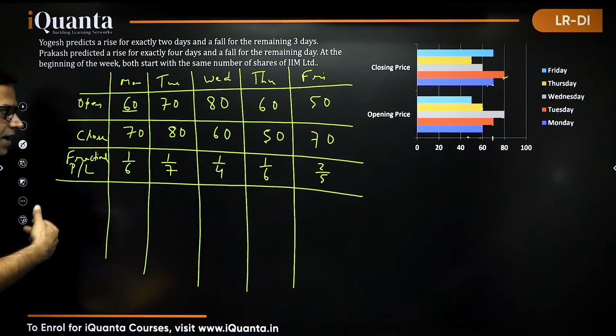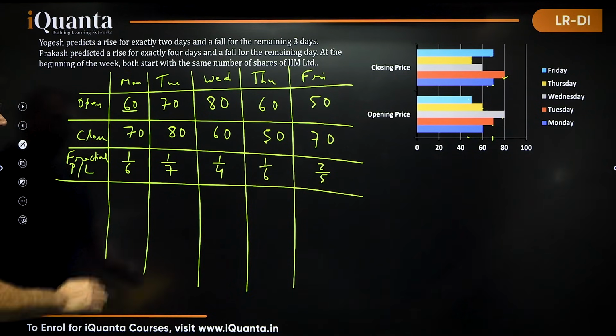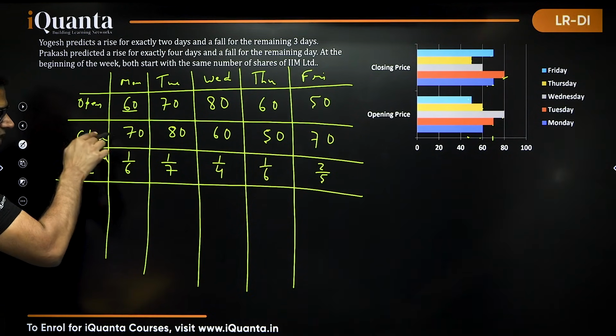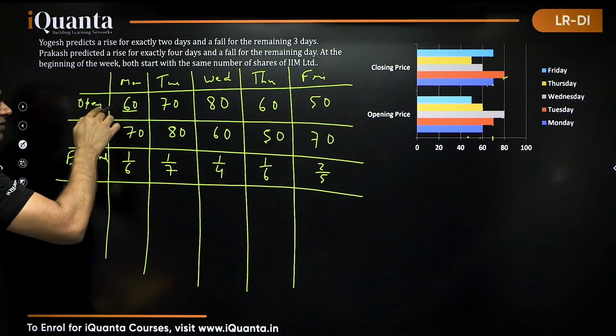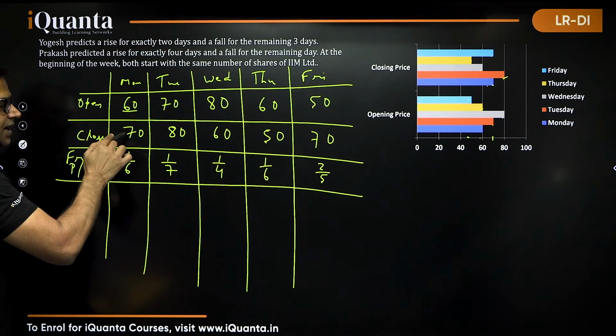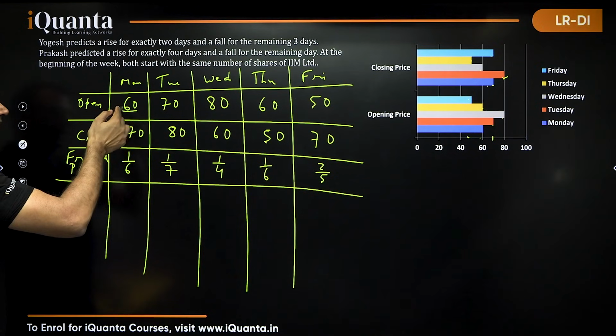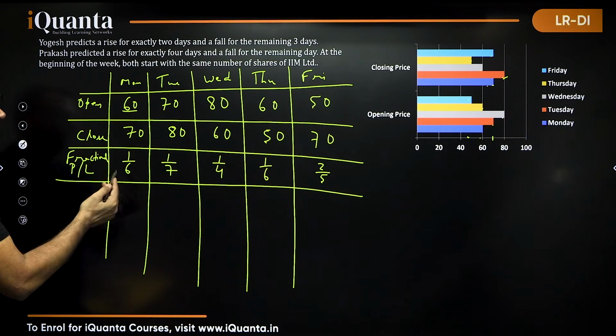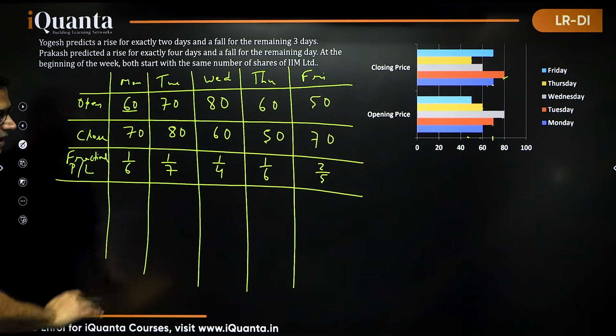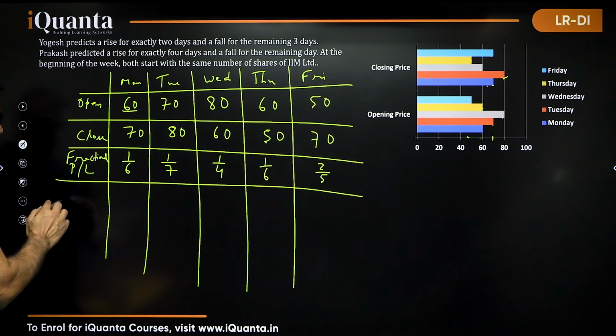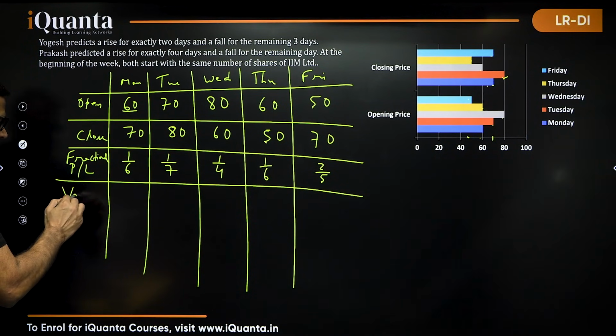So, if I am correct in the prediction of the market, here the market is rising, and if I predicted the market is rising, I would have gone for buying at opening and selling at closing. There will be a profit. But if I predicted a fall and the market has risen, I'll face a loss of 1 by 6. That's what I'm trying to say. So, just be very careful. Do not directly take it as profit or loss.